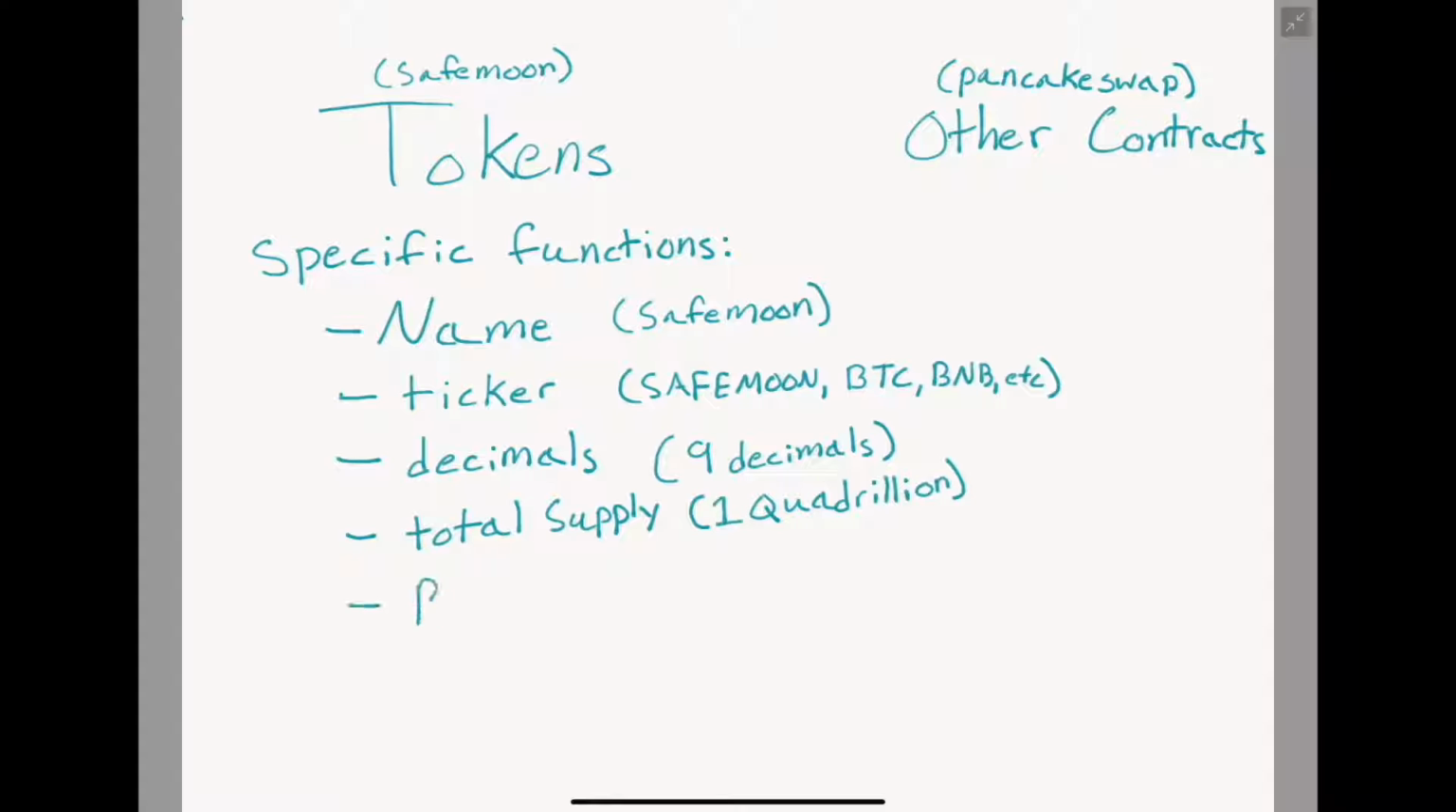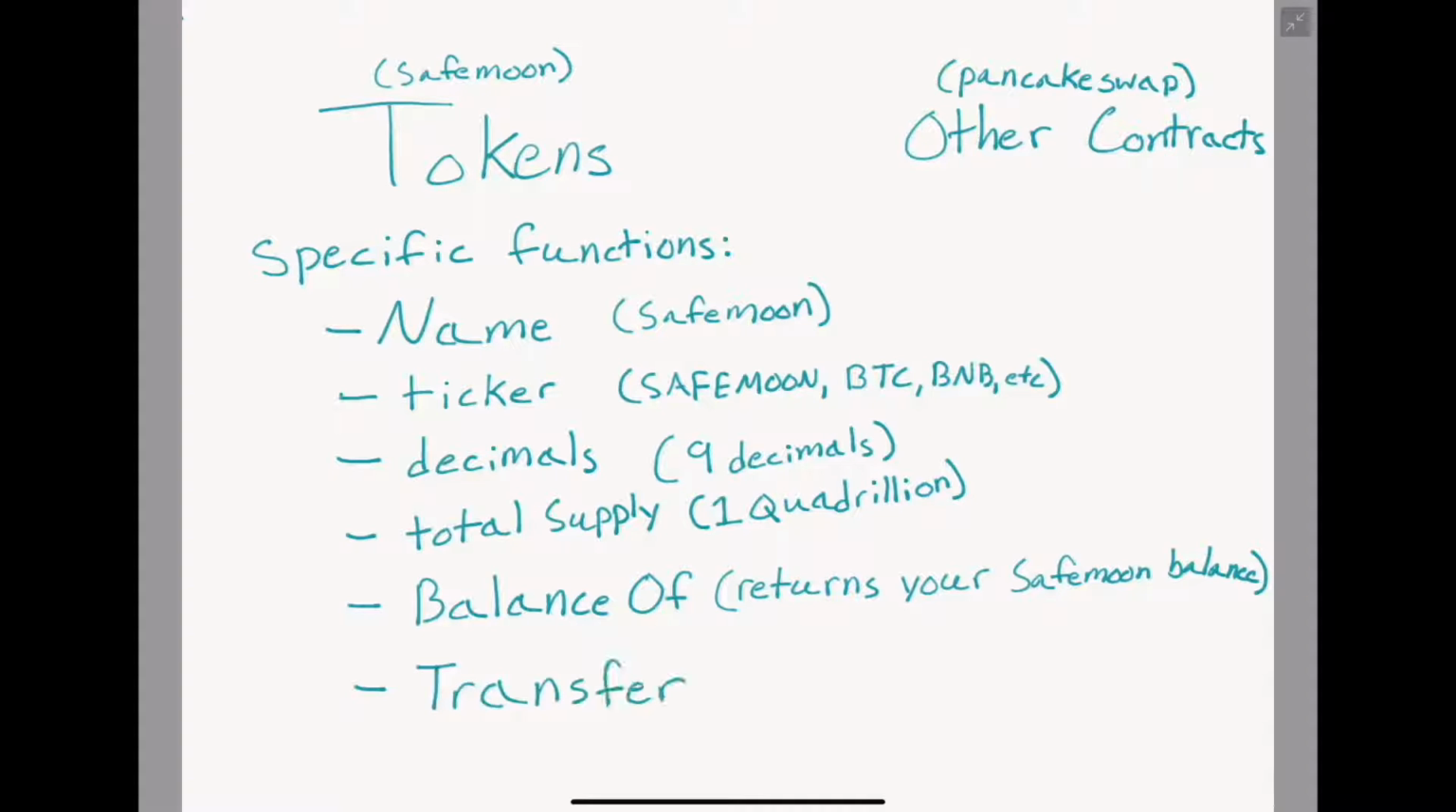Then we need two functions. One of these is balanceOf, which returns the balance of SafeMoon, for instance, of any address you give it. This is how wallet applications show you the number of tokens you own. They call this function and pass in your public key, your receiving address, as an input. Then we need the transfer function.